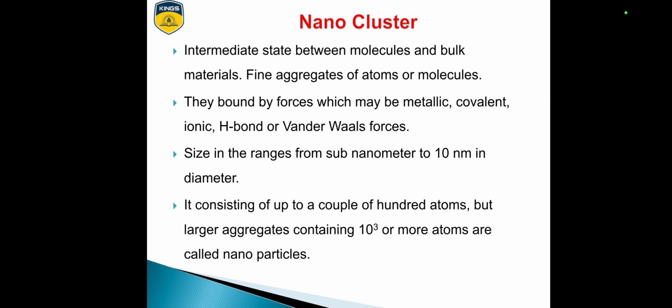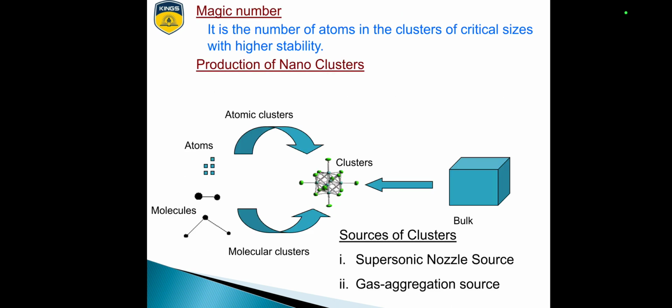Then the third one, nanocluster. It is an intermediate state between molecules and bulk material, fine aggregates of atoms or molecules. They are bound by forces which may be metallic, covalent, ionic, hydrogen bond or van der Waals forces. Size is in the range from sub-nanometer to 10 nanometers in diameter. It consists of up to a couple of hundred atoms, but larger aggregates containing 10 to the power of 3 or more atoms are called nanoparticles.